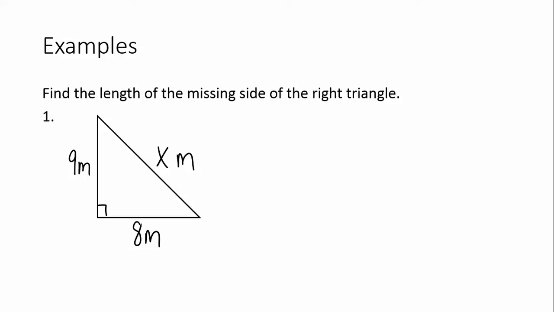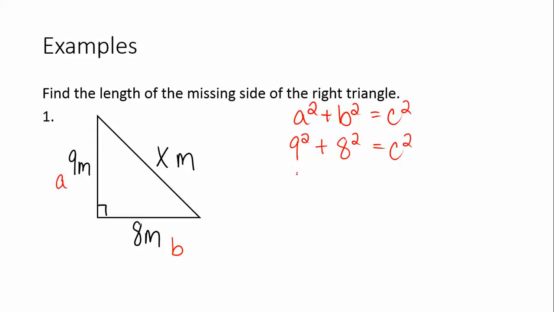So this is a review from the previous lesson. We're given side lengths A and B, and we need to find the hypotenuse, side C. So I'm going to write the theorem, a squared plus b squared equals c squared. Again, it doesn't matter which side you label A or B. So we have 9 squared plus 8 squared equals c squared. 9 squared is 81, 8 squared is 64. 81 plus 64 is 145, and that equals c squared.